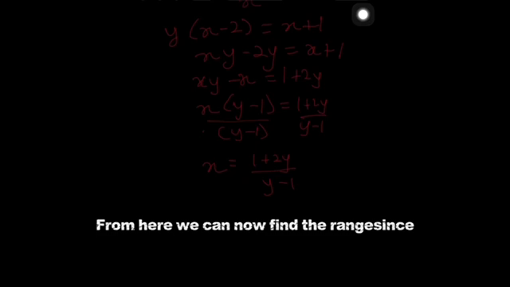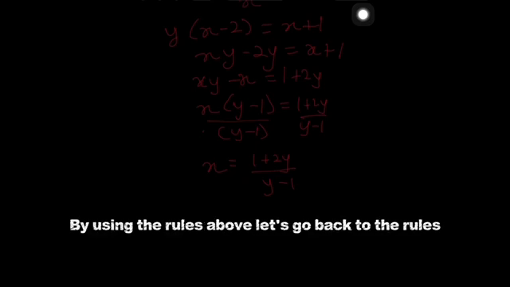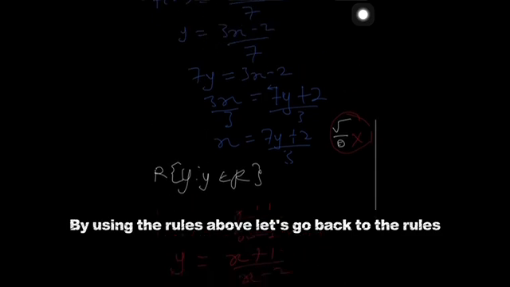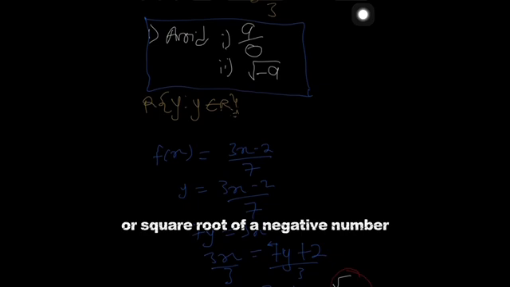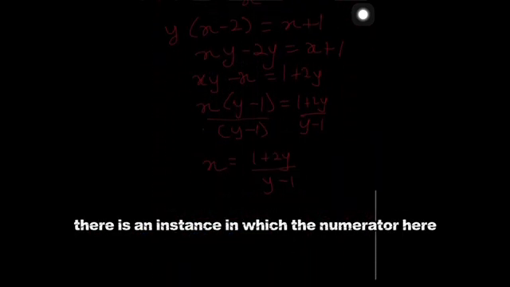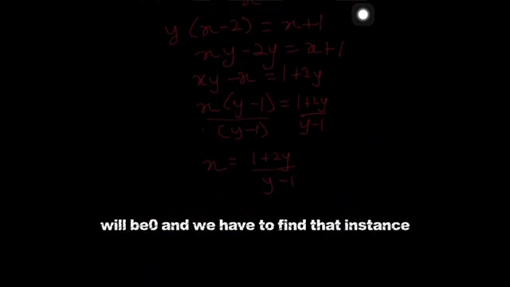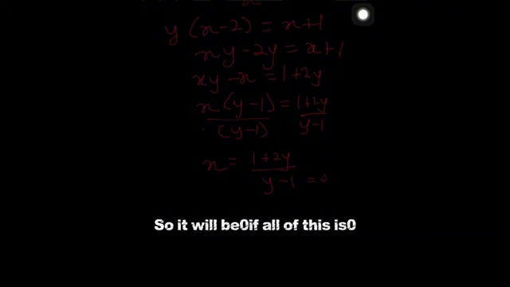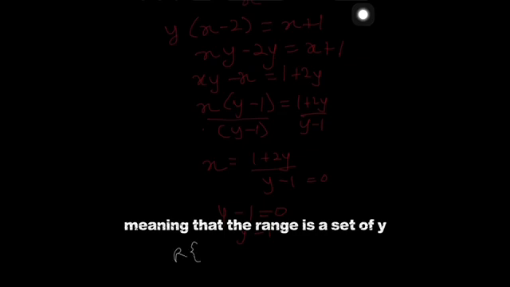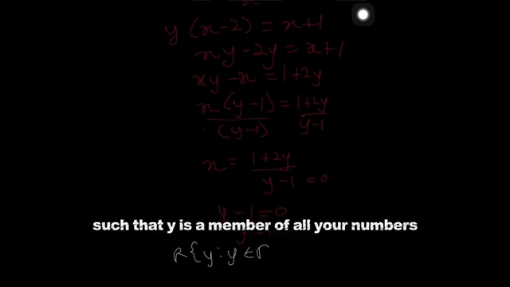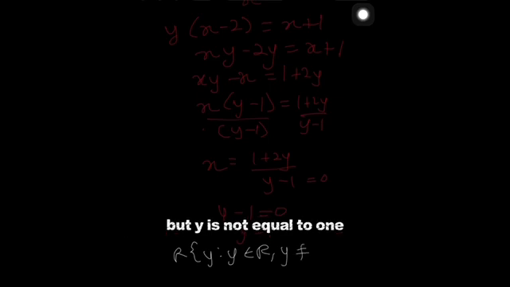From here, we can now find the range by using the rules above. Let's go back to the rules. We should avoid getting a number over 0 or the square root of a negative number. You can clearly see here that there is an instance in which the denominator will be 0, and we have to find that instance. It will be 0 if all of this is 0. So y minus 1 being 0, y is going to be 1, meaning that the range is the set of y such that y is a member of all real numbers, but y is not equal to 1.